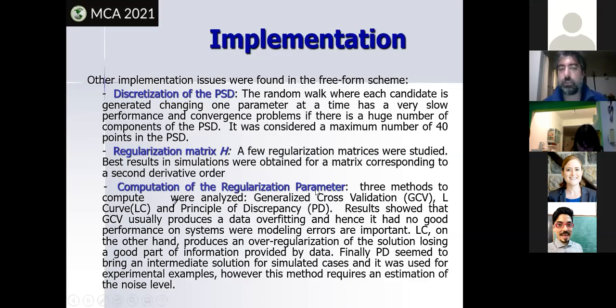For computation of the regularization parameter, we tried generalized cross-validation, principle of discrepancy, and the L-curve. Well, finally, after all simulations, the principle of discrepancy seemed to bring an intermediate solution for simulated cases, and it was used for experimental examples. However, this method requires an estimation of the noise level.